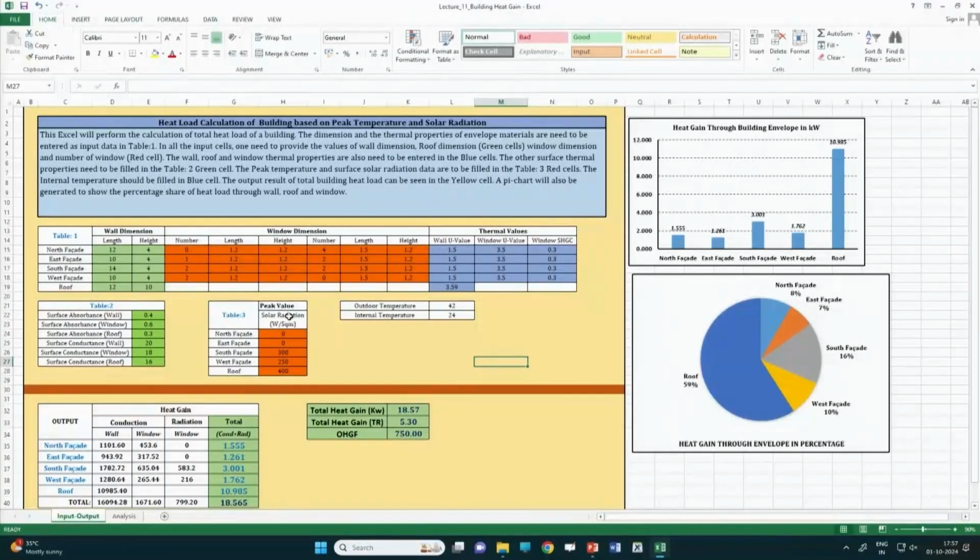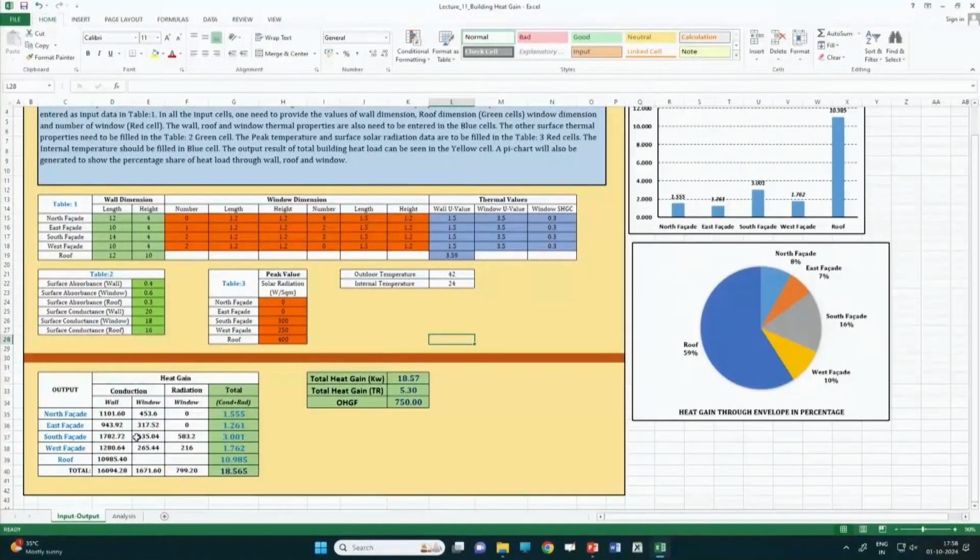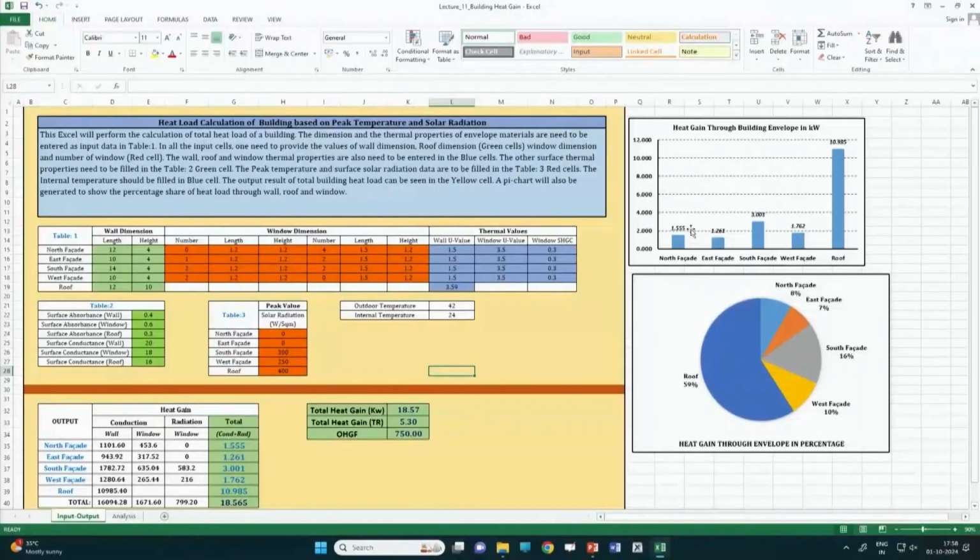You can change the peak value of the solar radiation, and find out what will be your total tonnage of refrigeration required for this particular room. You can have the absorption values, you can keep the surface conductance values, and in this chart you can see the different conduction values, the radiation values, and the total conduction plus radiation values for your heat load, and the pie chart and the bar chart are going to help you.